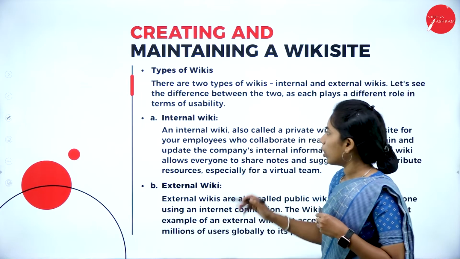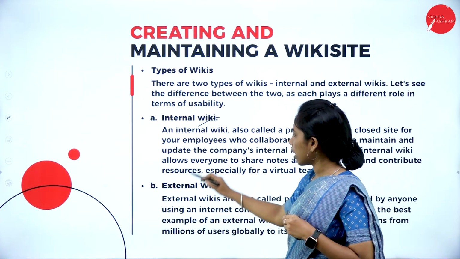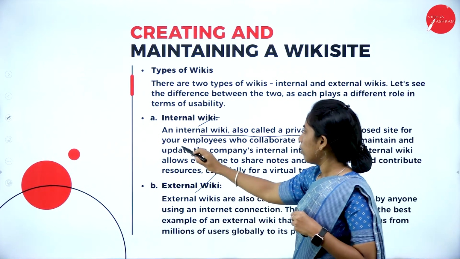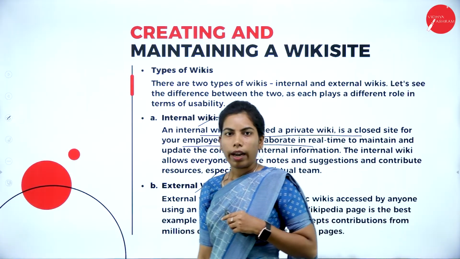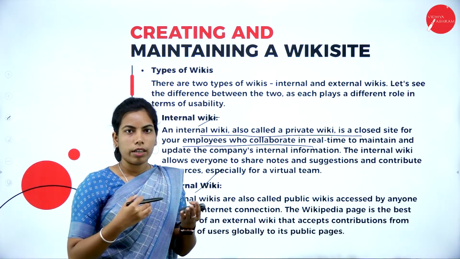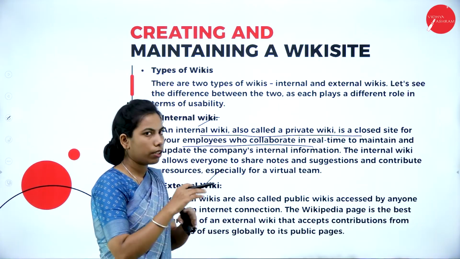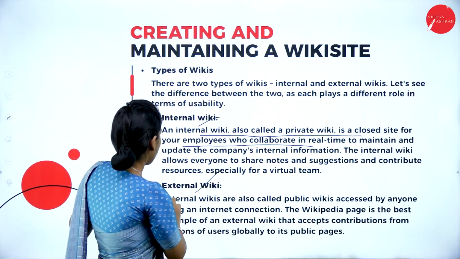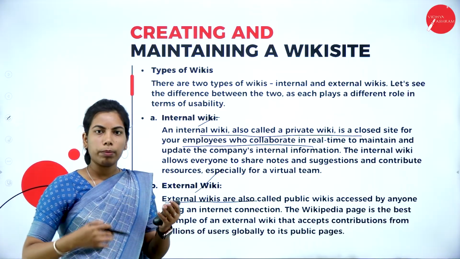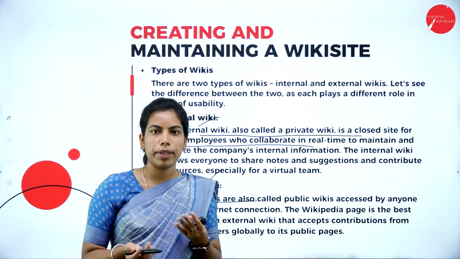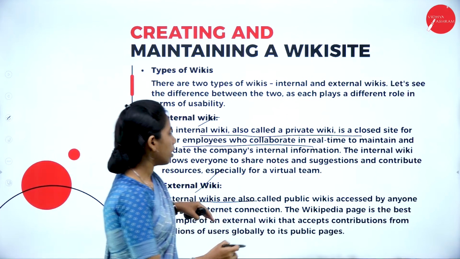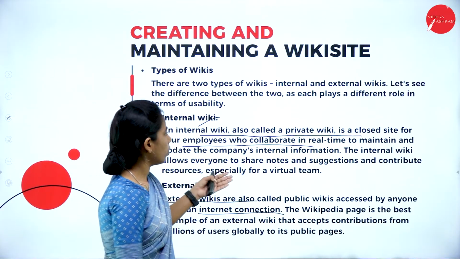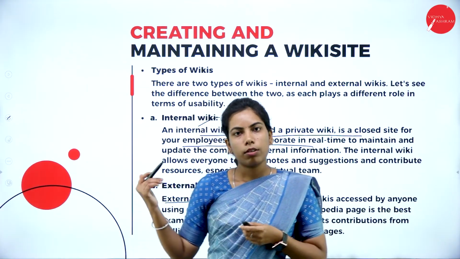So there are mainly two types of wikis. The first one is the internal wiki, the second one is the external wiki. An internal wiki is also called a private wiki, and it is closed. It is for your employees for collaboration. For example, in the IT industry, I already gave the example, that is an internal wiki. Only selected people or individuals can access the internal wiki. And coming to the external wiki, everyone can access it. For example, the public can access it, right? Wikipedia is something everyone can access, accessible by anyone with an internet connection. That is an external wiki. An internal wiki can only be accessed by selected people.